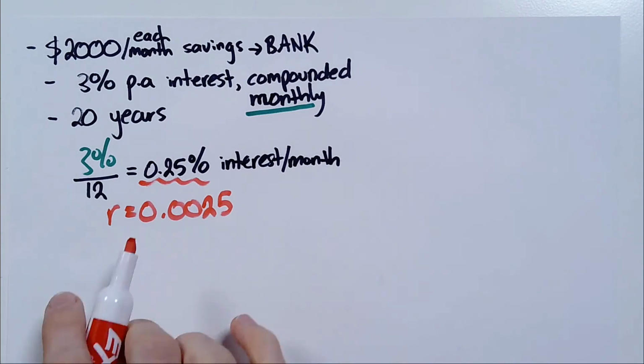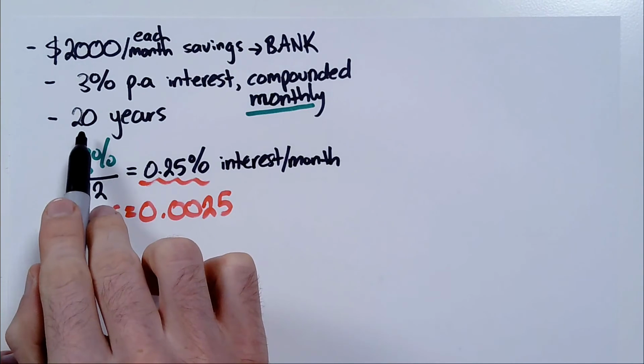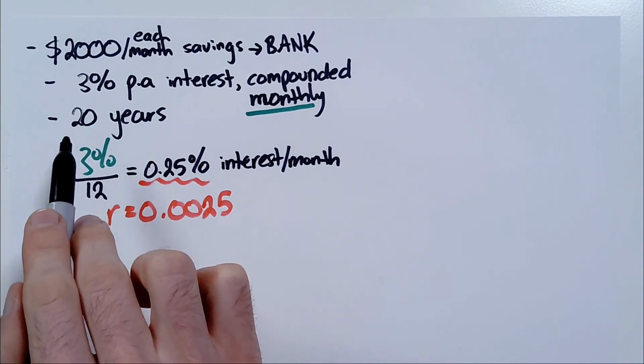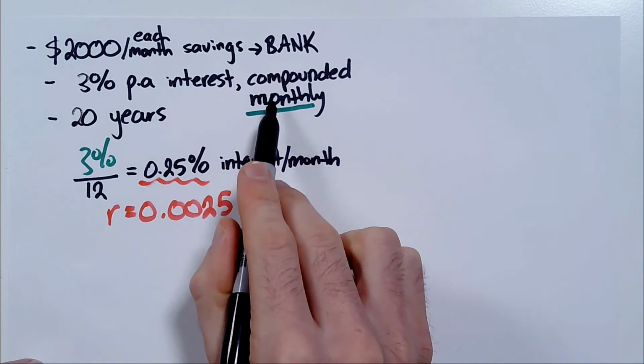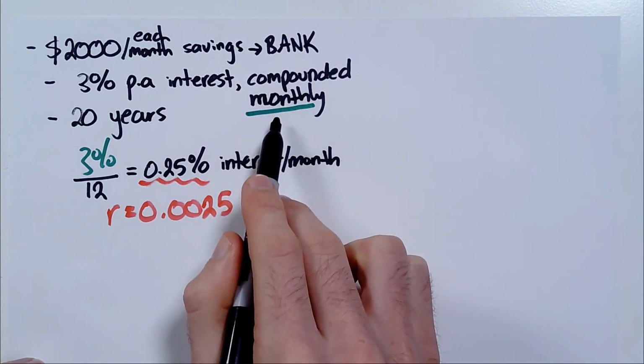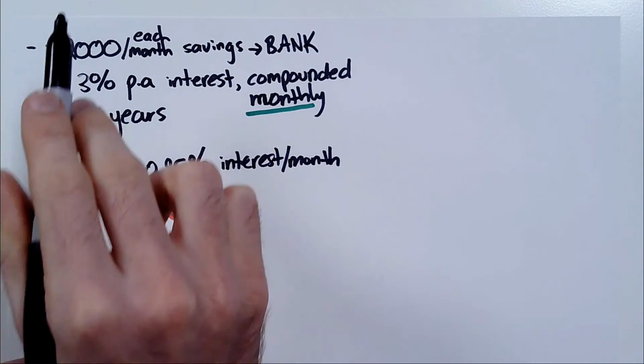Okay, so that's the interest rate we're interested in. By the same token, we also need to change the period. So at the moment, we said we're interested in 20 years' time. But remember, everything's in terms of months now because the bank's paying us per month. So I actually only care about how many months we're going to be making the investment of $2,000.